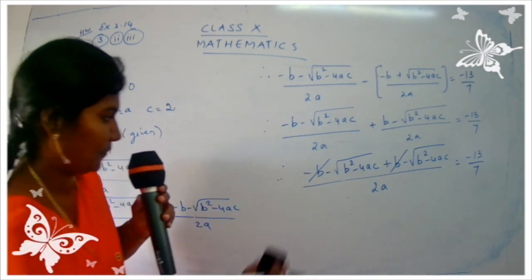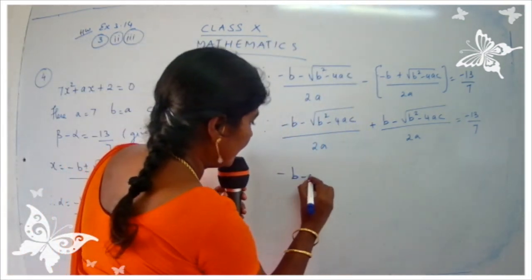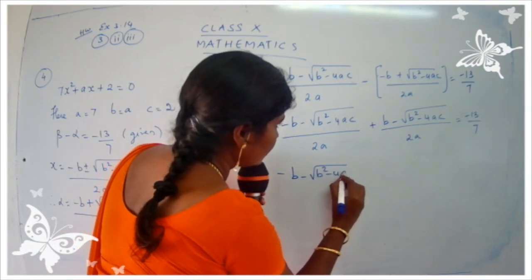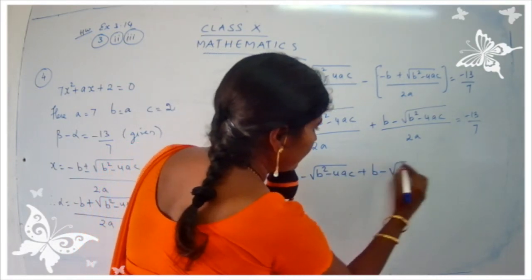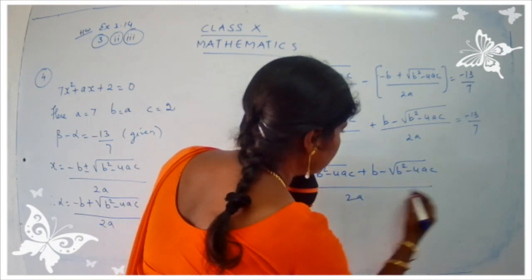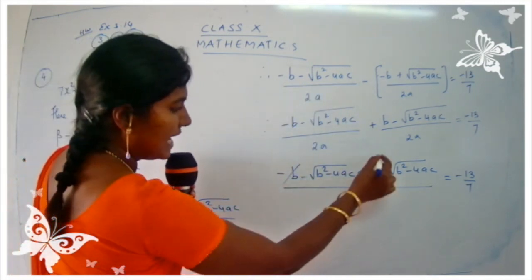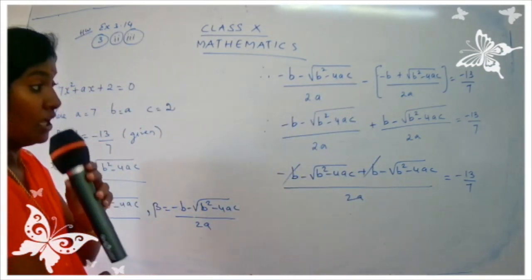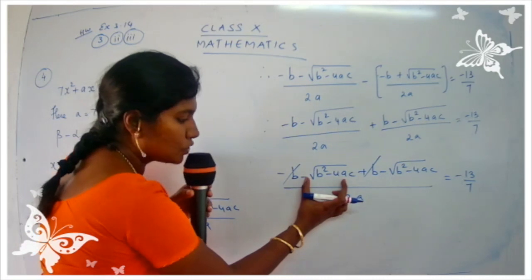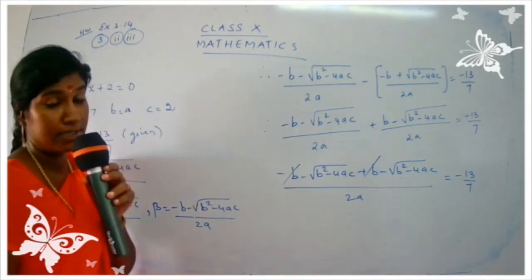I'll write it once again. So minus b plus square root of b square minus 4ac. Okay, so this was the thing I have written. It was just going up, so I have just written it again. So minus b plus b gets cancelled. Now see here, children, minus square root of b square minus 4ac, minus square root of b square minus 4ac.